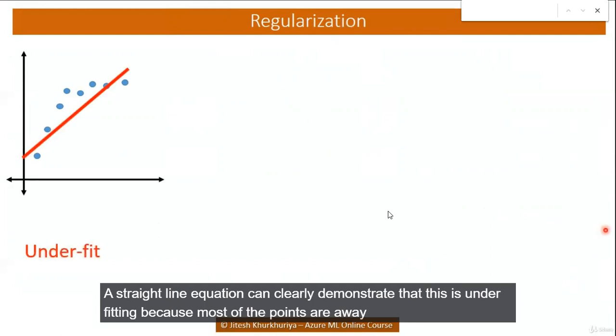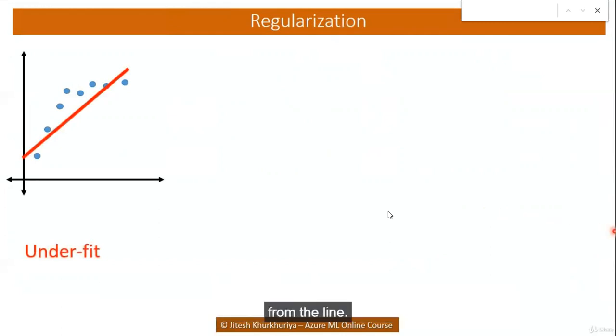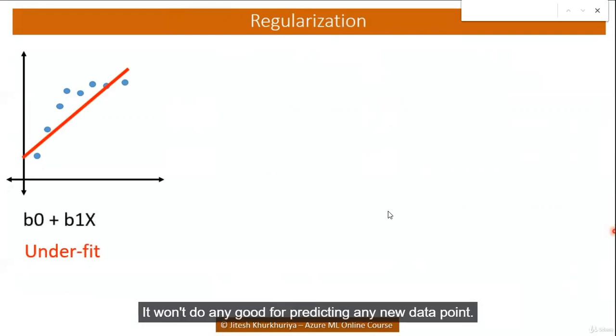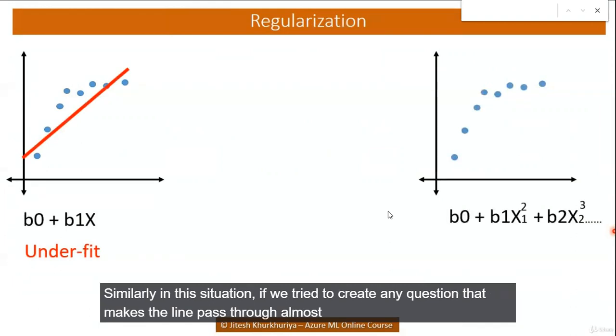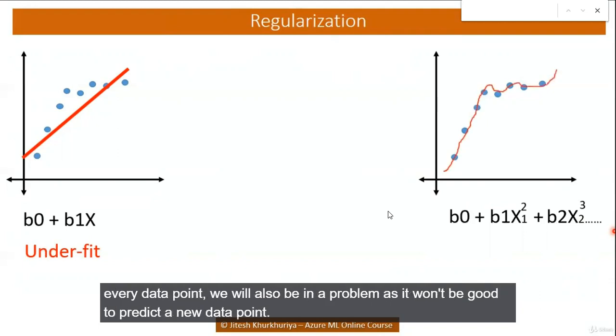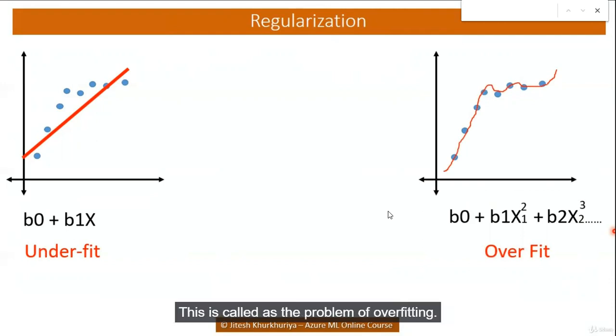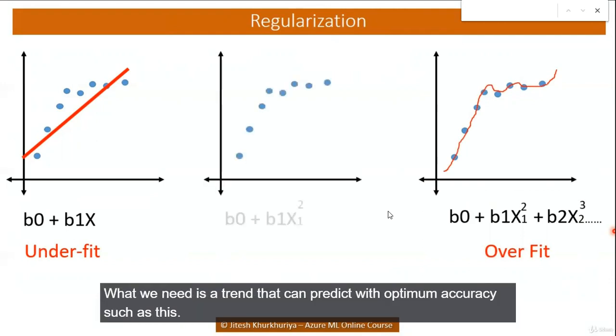Because most of the points are away from the line, it won't do any good for predicting any new data point. Similarly, in this situation, if we try to create an equation that makes the line pass through almost every data point, we will also be in a problem, as it won't be good to predict a new data point. This is called the problem of overfitting. What we need is a trend that can predict with optimum accuracy, such as this.